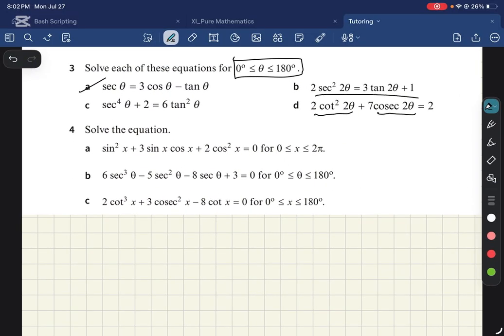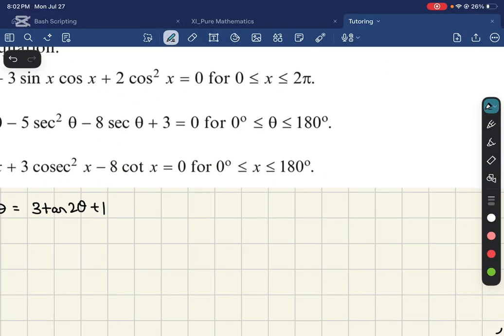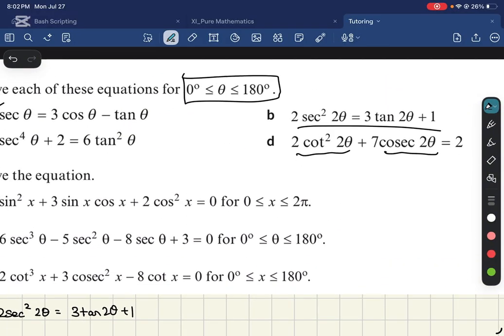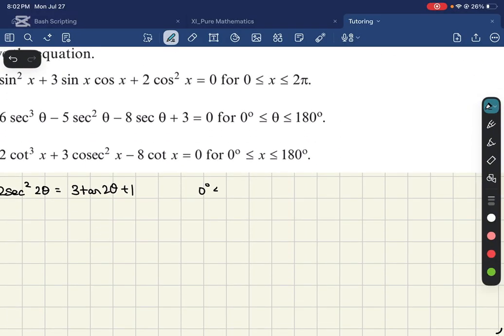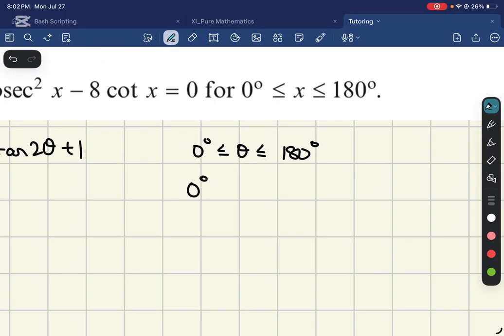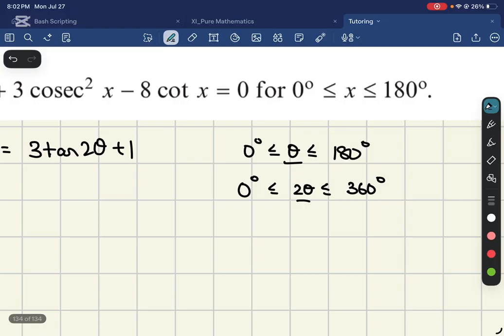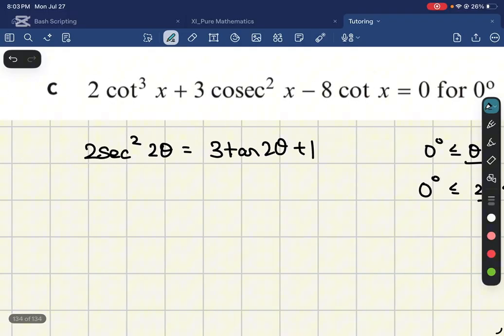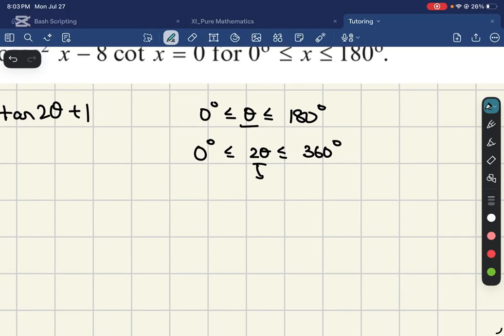Part B. We have 2 secant squared 2 theta is equal to 3 tan 2 theta plus 1. Remember, theta is restricted, so we have this inequality. So let's look at this inequality in perspective of 2 theta, right? And 2 theta can be between 0 and 360 degrees. All right. So now I'm going to call 2 theta to be s.